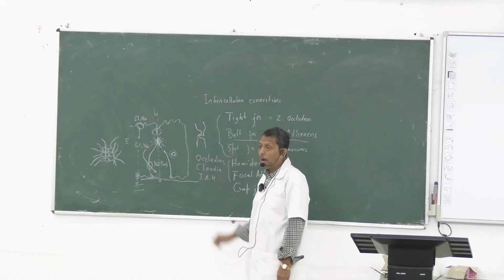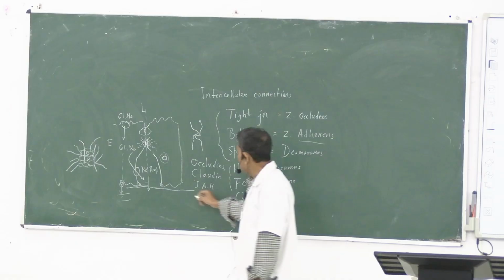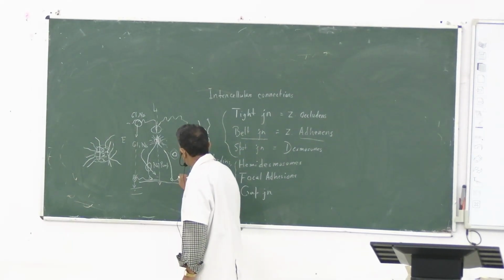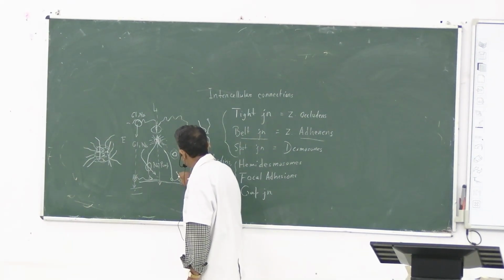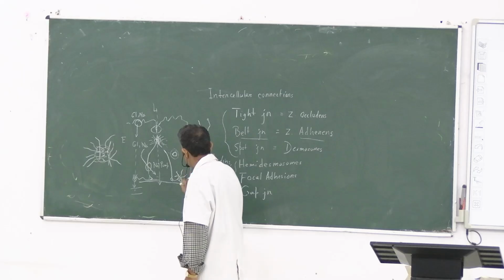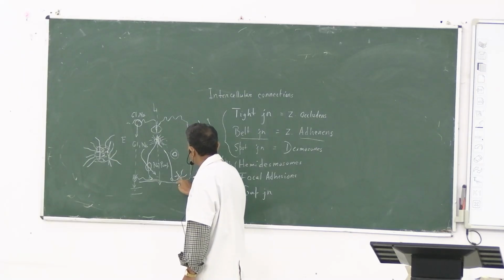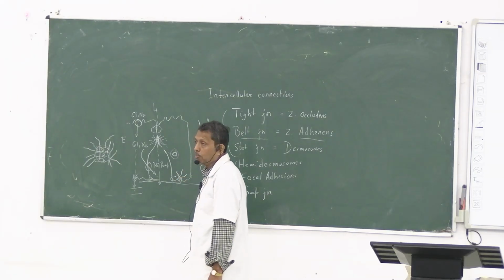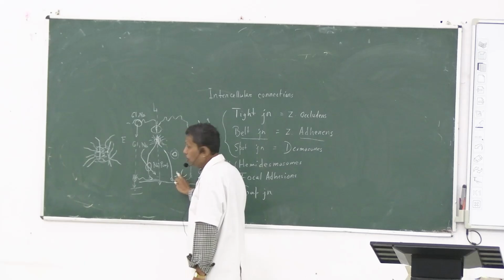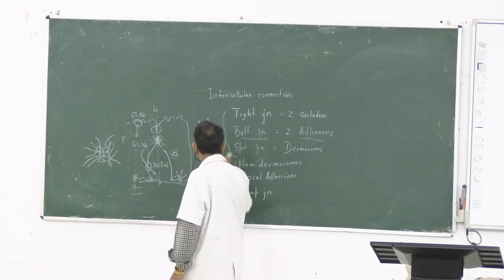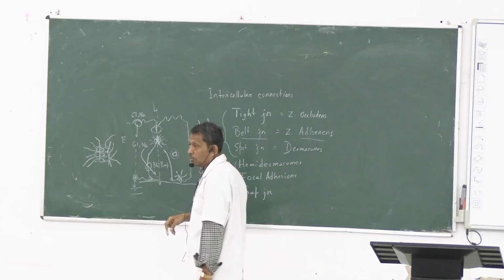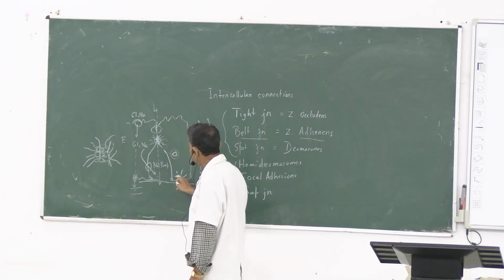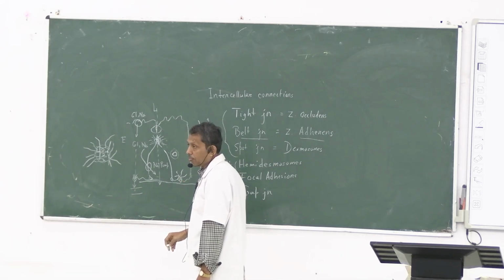Hemidesmosomes, half desmosomes. Suppose in this case there are some transmembrane proteins and there are the intermediate filaments. But in the basal side it is not so. So it is the hemidesmosomes, with intermediate filaments. But this protein is not cadherin as in the spot junctions or desmosomes. They are the integrin variety.